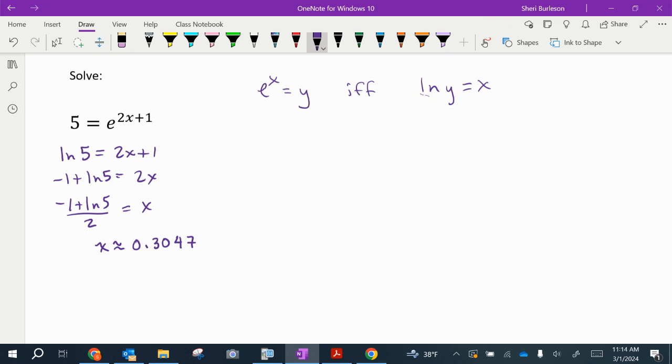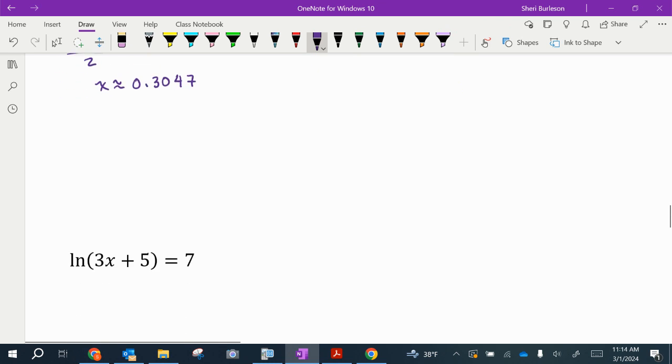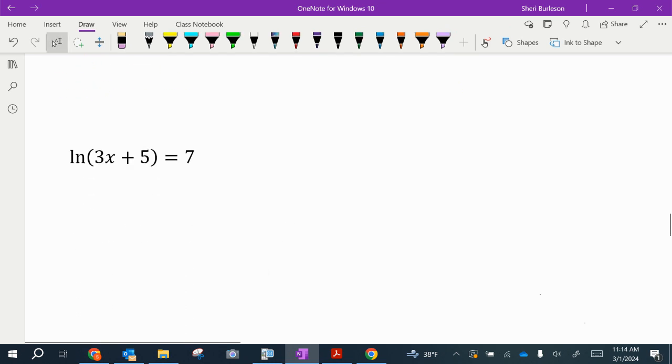This should be coming back to you. We covered solving logs and exponentials in pre-calc. So here's the other way. This is natural log, log base e of 3x plus 5 equals 7. To solve this for x, we convert from logarithmic to exponential. So the exponent is 7 and the base of natural log is e. So e to the 7th is going to equal what is inside our natural log.